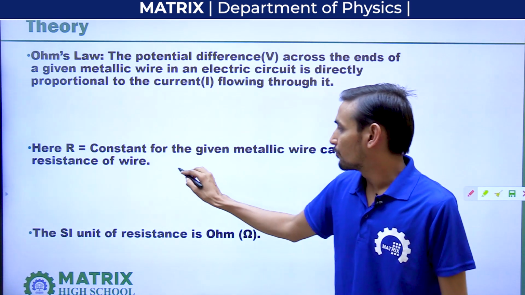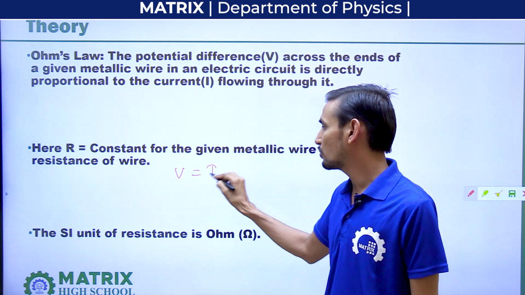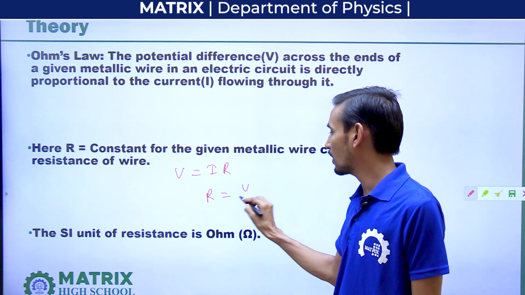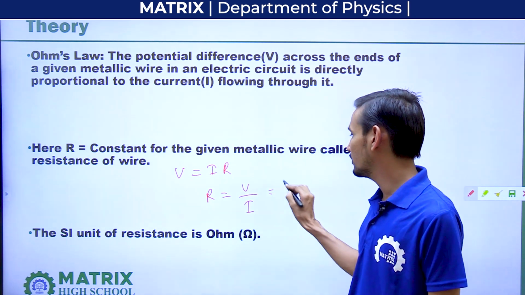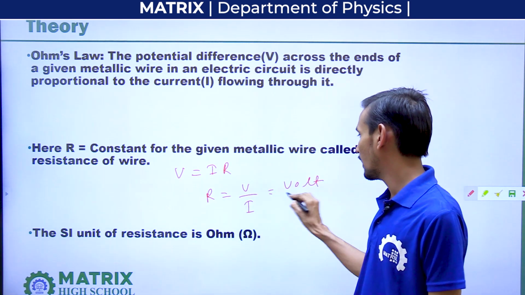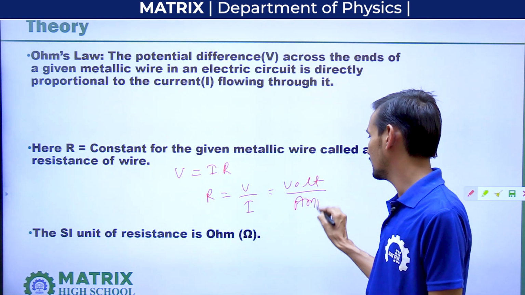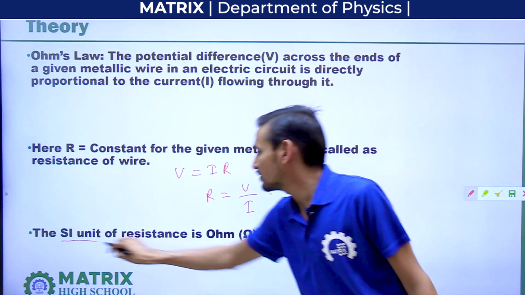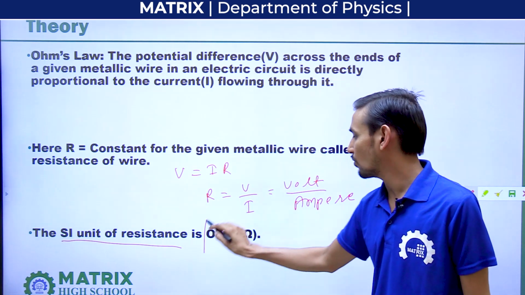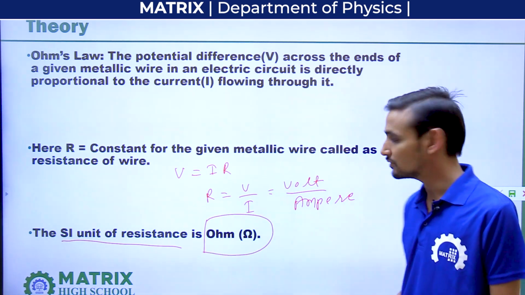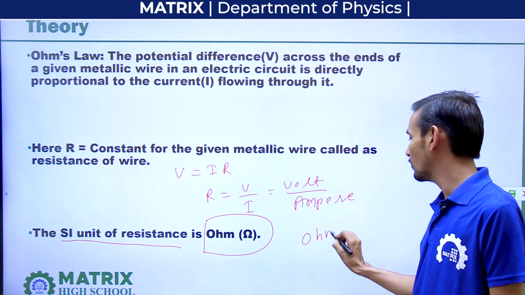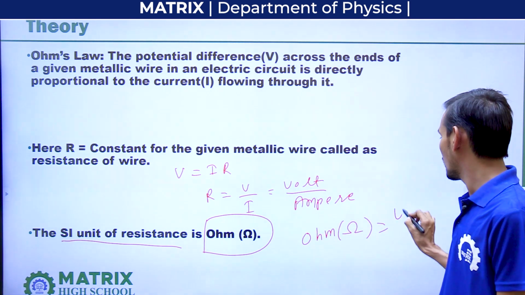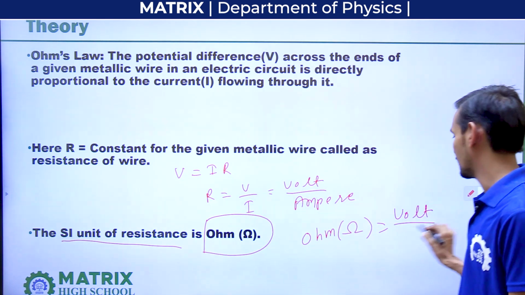Now we have seen that V equals IR, so R equals V upon I. V is in volt and I is in ampere. So the SI unit of resistance is ohm, and the symbol of ohm is Ω. Ohm will be volt per ampere.